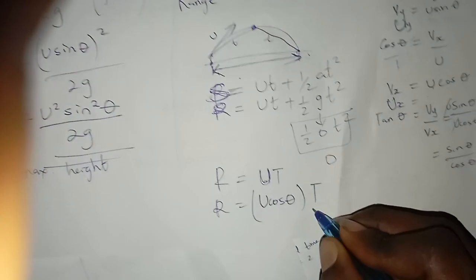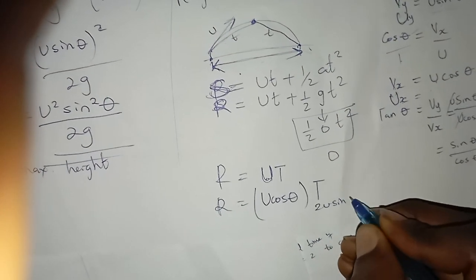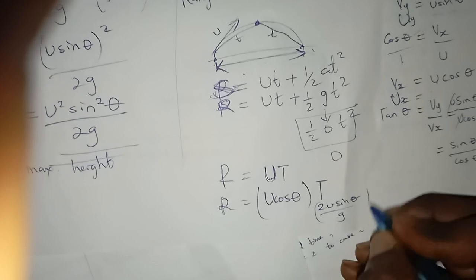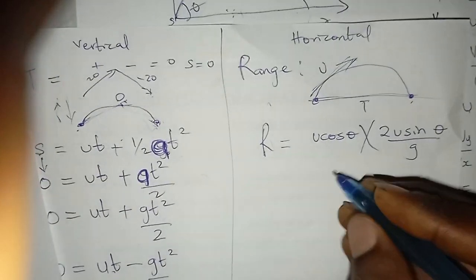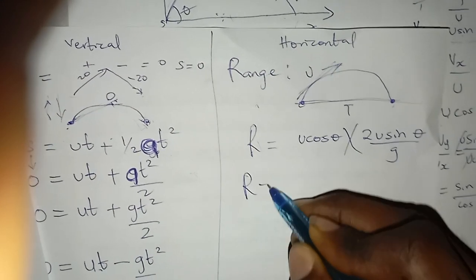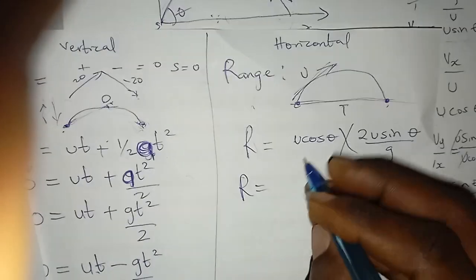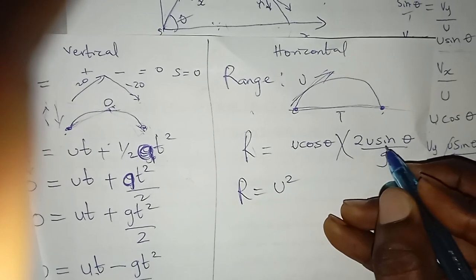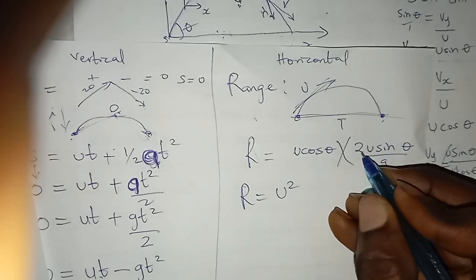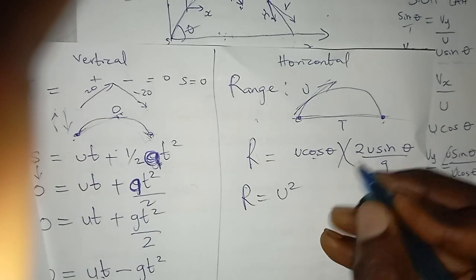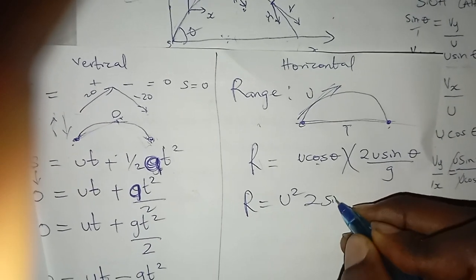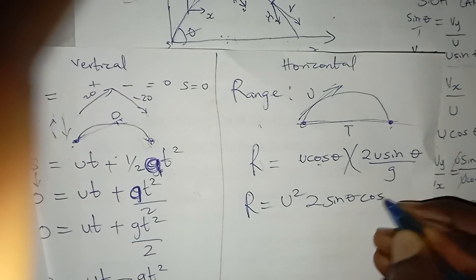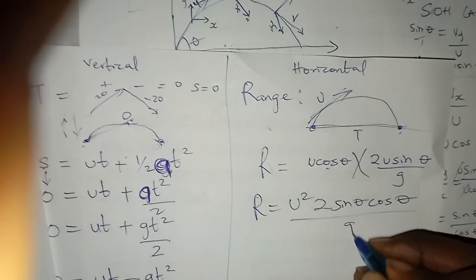So this is the one we are now replacing with 2u sine theta all over g. When you multiply through, r is equal to u times u, which becomes u square, then you have cos theta and sine theta, then you have 2 sine theta cos theta all over g.